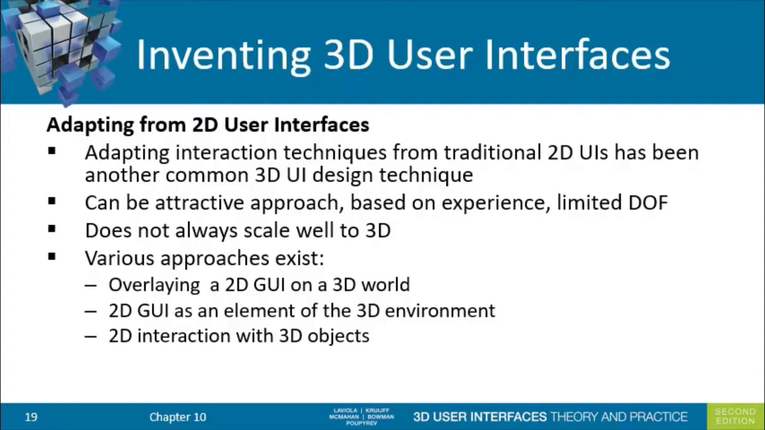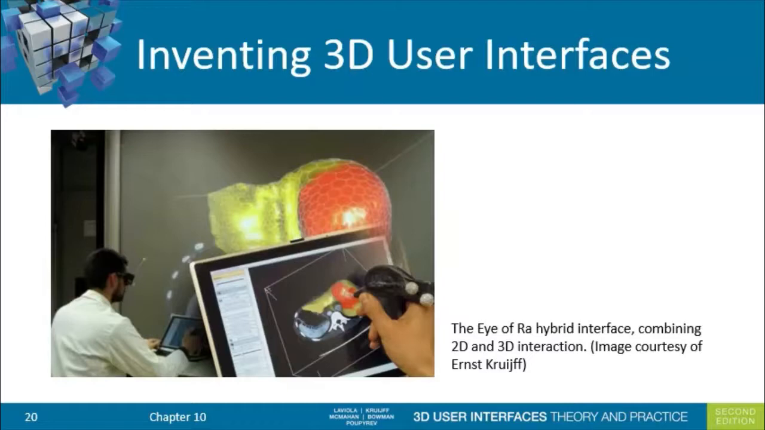Then, 2D GUI as an element of the 3D environment and 2D interaction with 3D objects. This is an example of the Eye of Ra hybrid interface, combining 2D and 3D interaction.